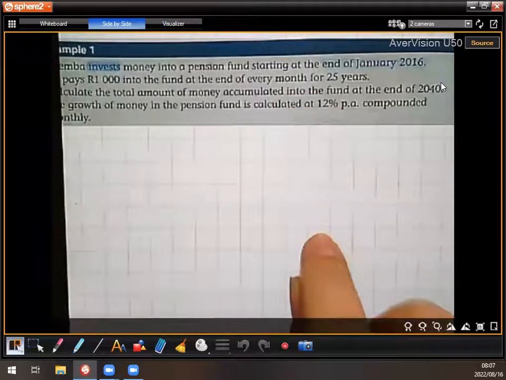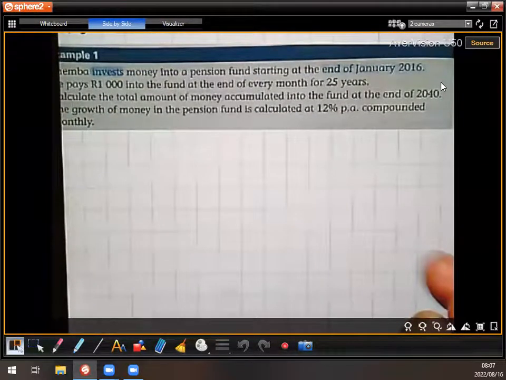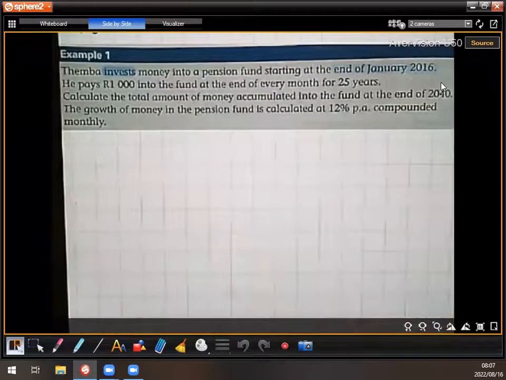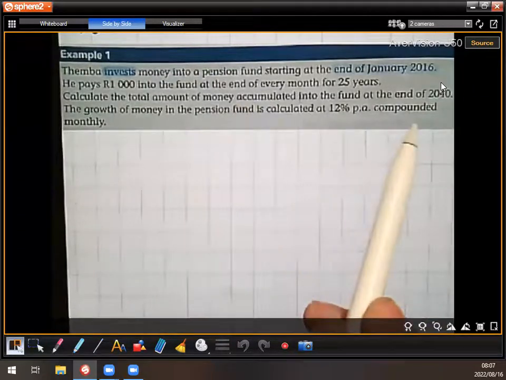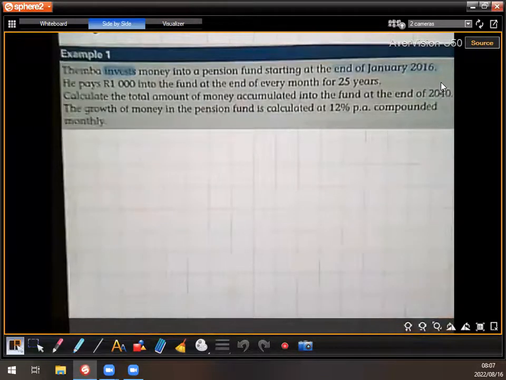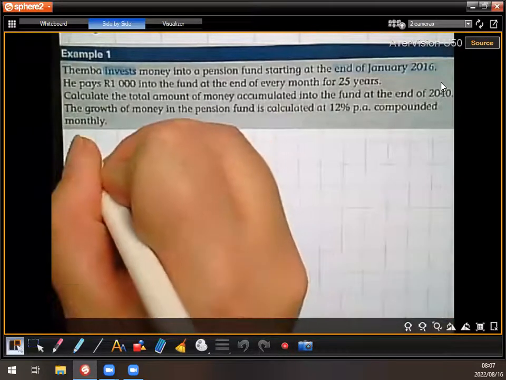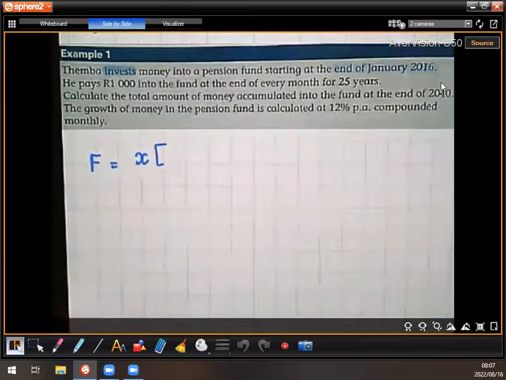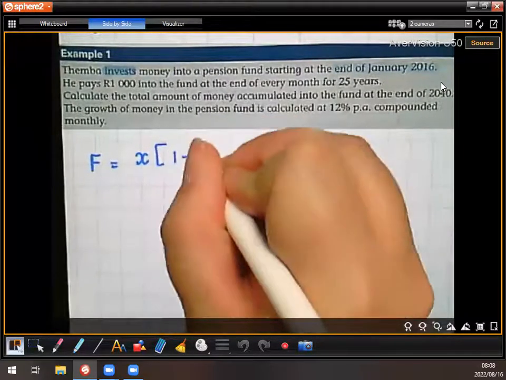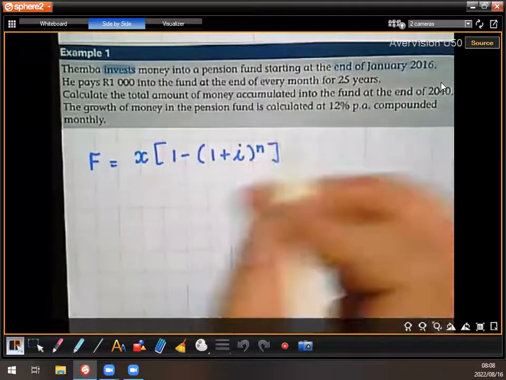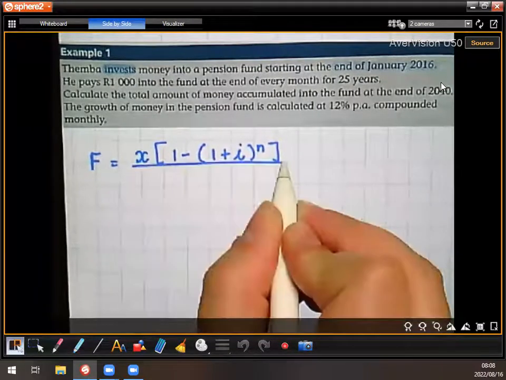Now, luckily, we don't have to calculate what that is. I know sometimes it's difficult. It is for 25 years. The growth of money in the pension fund is calculated at 12% per annum compounded monthly. Okay, so guys, this is a very straightforward one. We're just going to use the future value formula and calculate the future value. So we're going to say F is equal to X bracket 1 minus bracket 1 plus i to the power of n, close that square bracket, all over i.